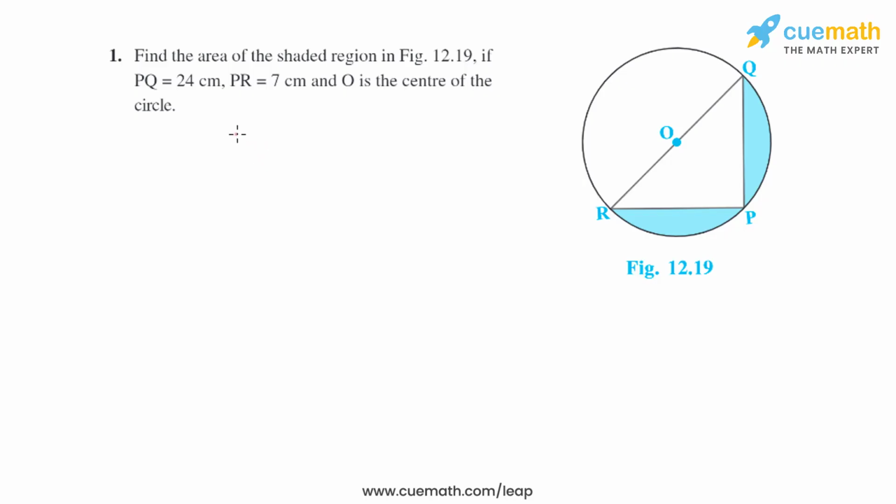Question 1 of this exercise says, find the area of the shaded region in the figure if PQ equals 24 centimeters, PR equals 7 centimeters, and O is the center of the circle.